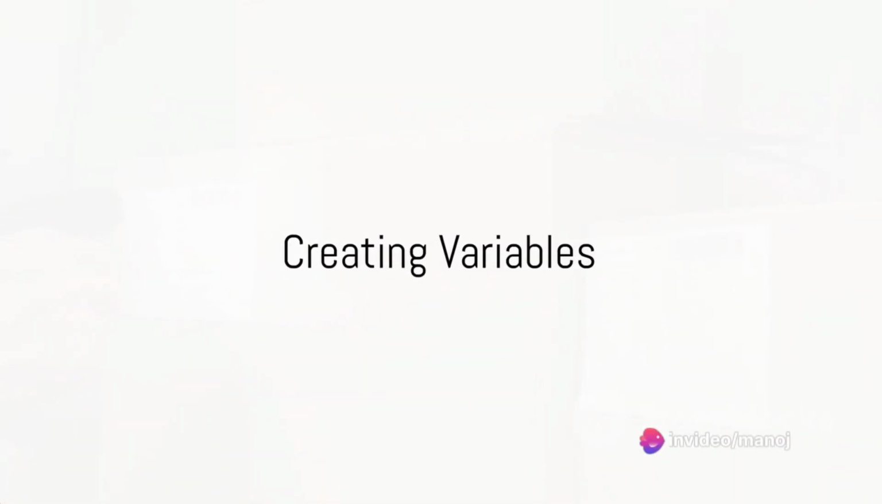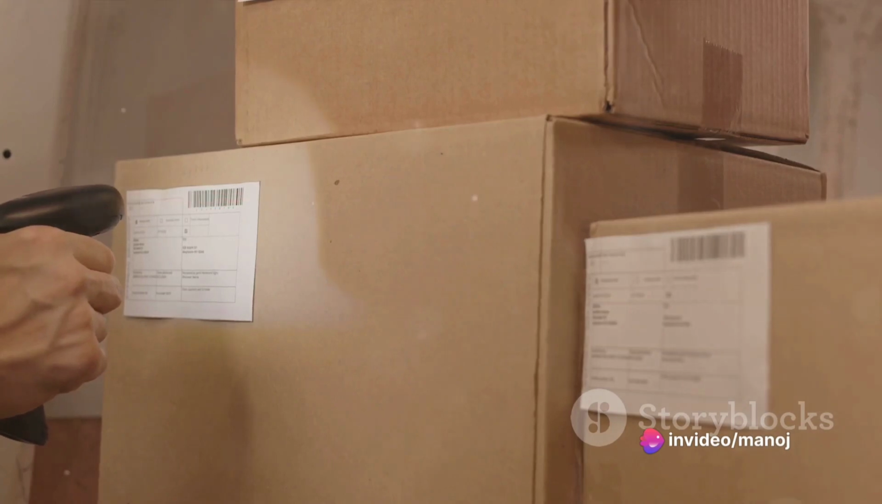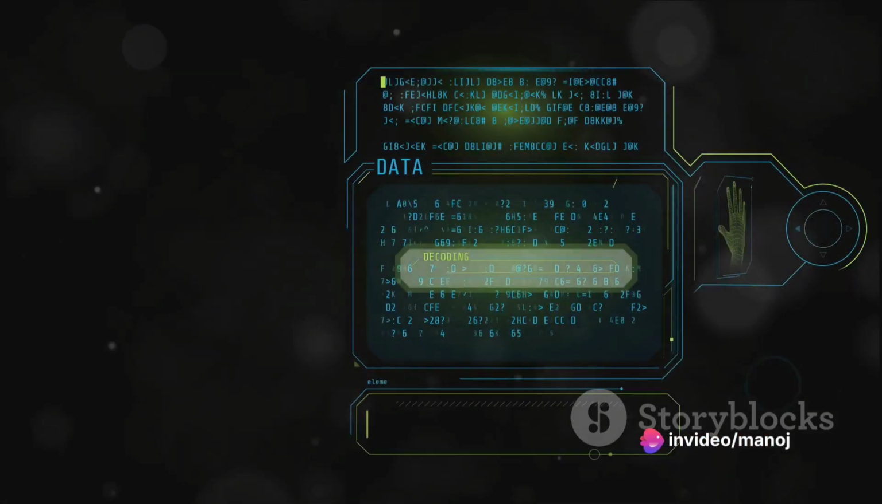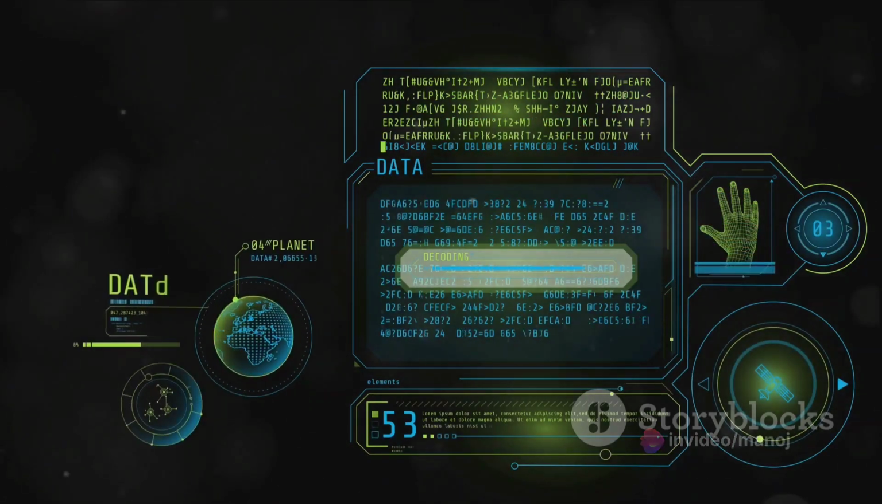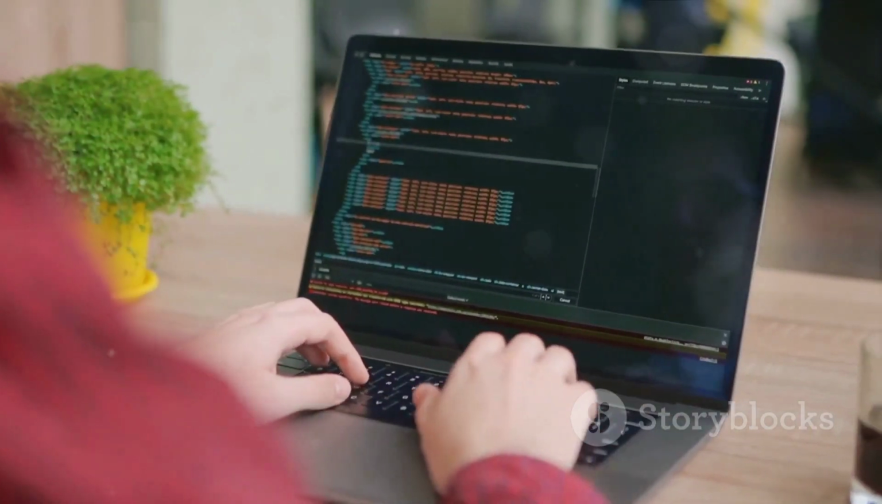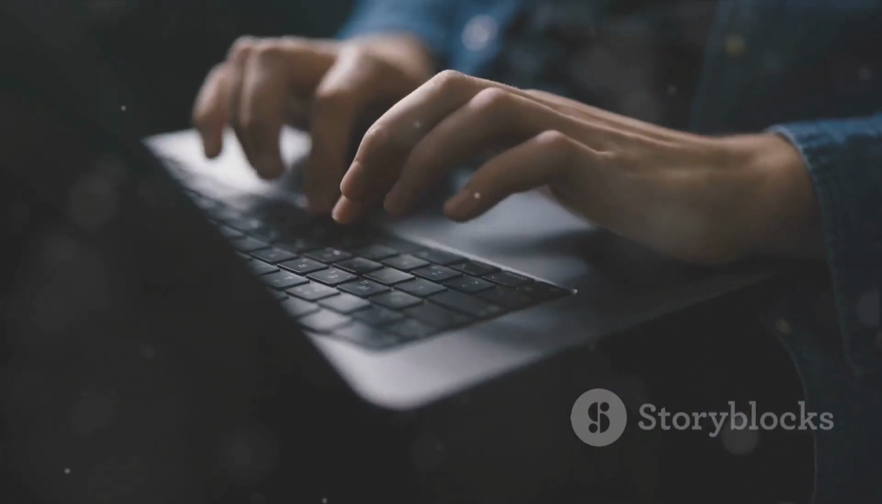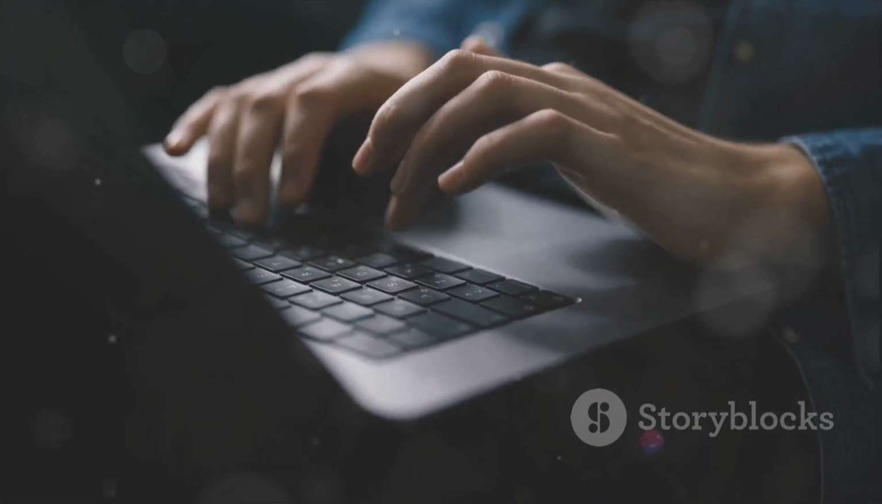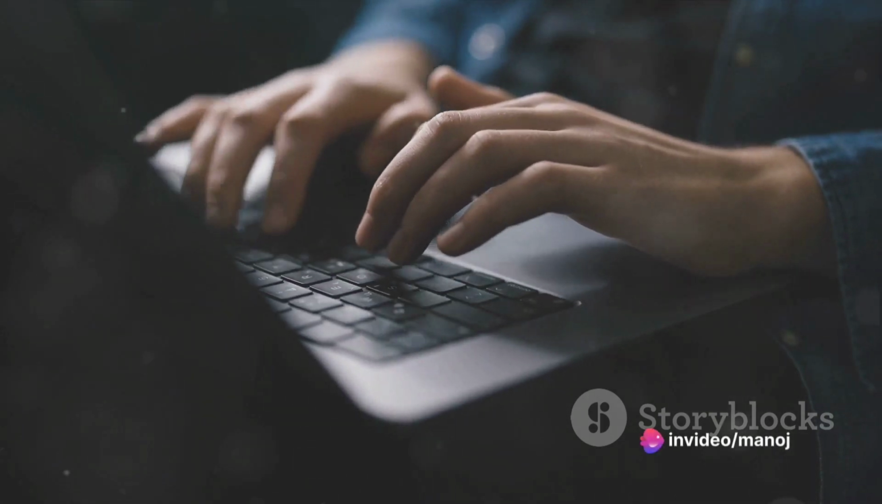The first step to understanding variables is to know that they are nothing but named containers. You can think of them as boxes with labels that store different types of data. But how do you create these named containers? Well, the process is relatively straightforward and depends on the programming language you're using.